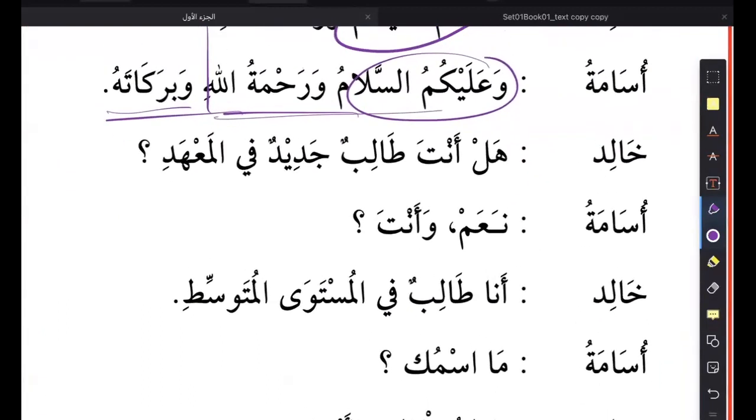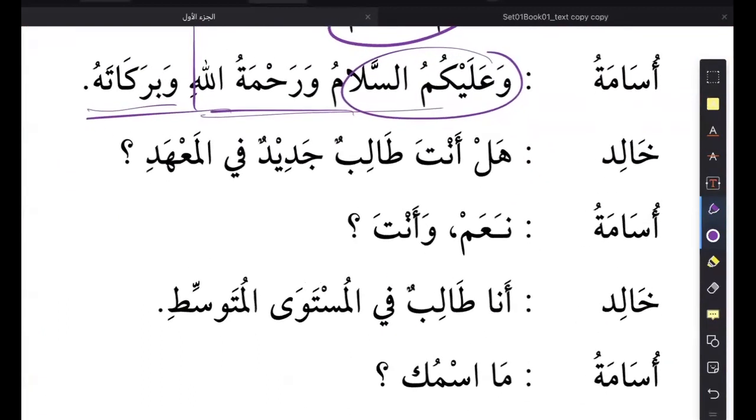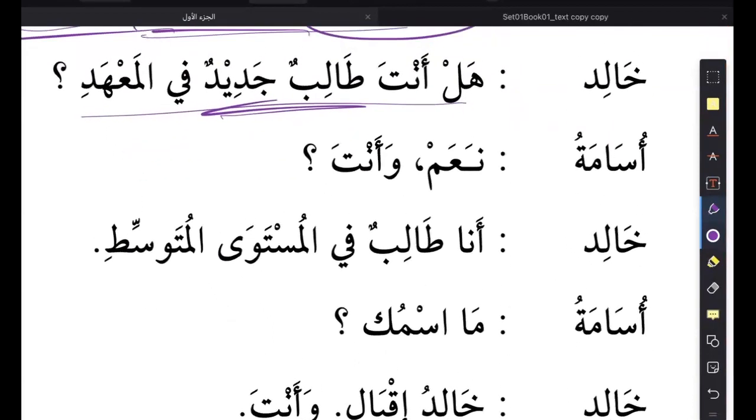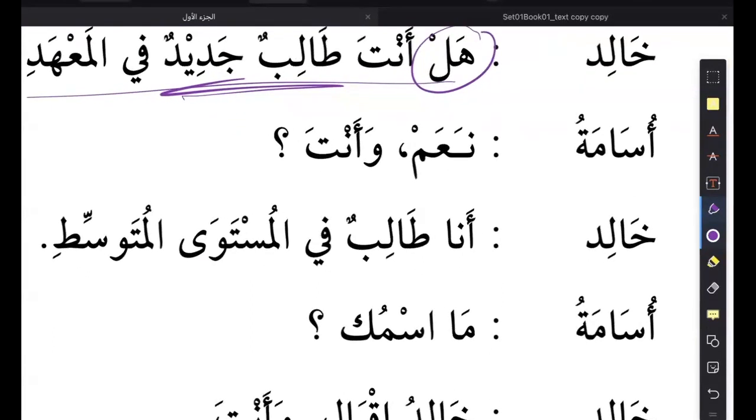Then the Khalid says, Hal anta talibun jadidun fil mahad? Simple stuff. Are you a new student? Sifa, right? In the mahad, in the institution. And of course, we know every time we have a question with hal, this is a yes, no question. So the answer needs to be one of the yes or no.